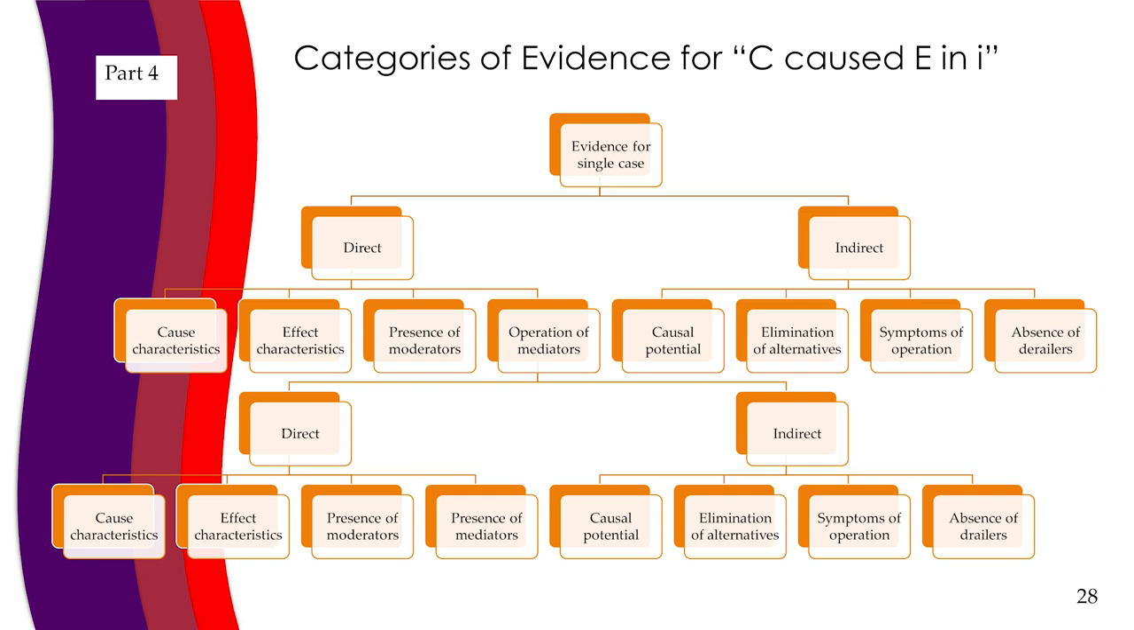So now here are my categories of evidence for C caused E, in individual I and situation, this very specific targeted situation. You'll notice that I've just repeated it, and it could repeat and repeat, because if you're looking at, for instance, whether the moderators, the mediators did their job, well, again, that's a causal connection. Did the cause cause the next step, and the next step cause the next step, and the next step cause the next step? So each of those is a causal connection that itself can have direct and indirect evidence. So this chart can just keep going on and on.